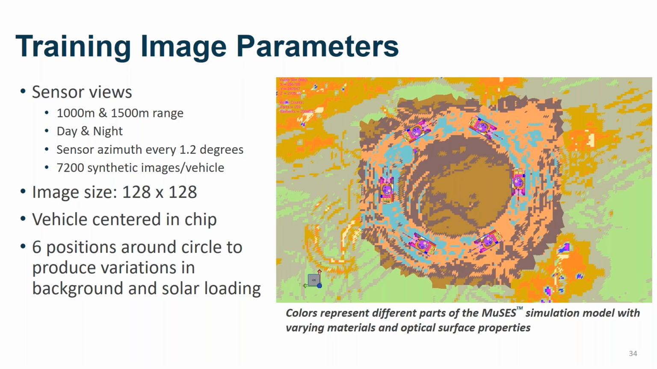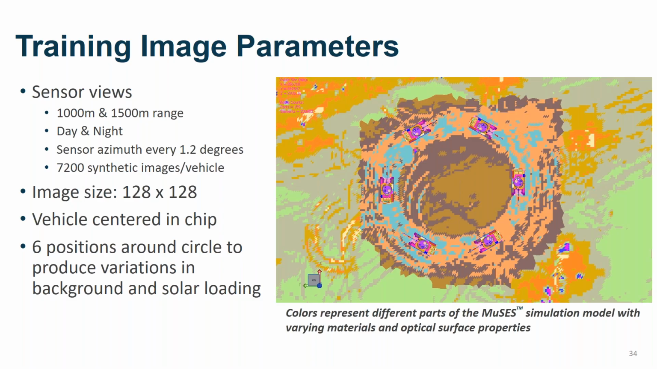In terms of generating a training image data set, we simulated 2 different ranges, the 2 closer ranges from the DSIAC data set, 1,000 meters and 1,500 meters. We simulated day and nighttime conditions. We moved the sensor around the vehicle in 1.2 degree increments. The combination of all of the settings resulted in 7,200 images per vehicle. This was done because we were trying to match the test data pretty closely here. And 7,200 is the number of individual frames in the measured data. The measured data set is actually multiple movies or image sequences. So the total number of frames for each vehicle is about 7,200 for the 2 closer sensor ranges.